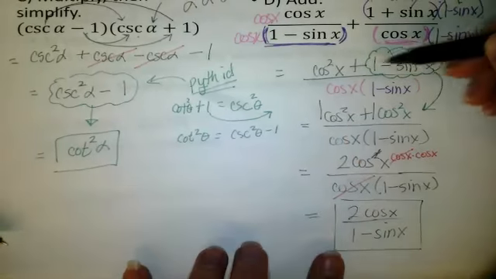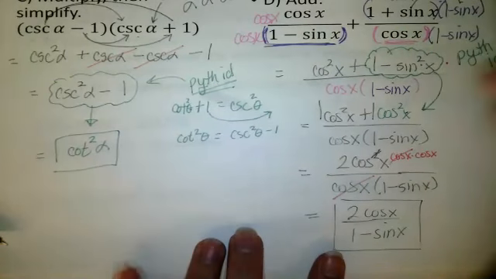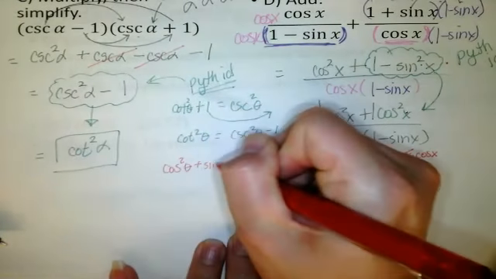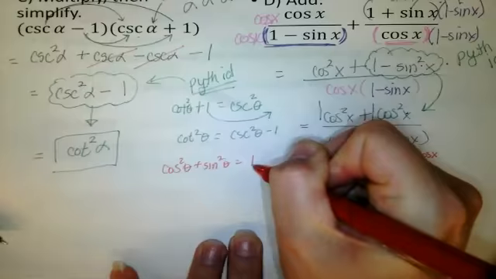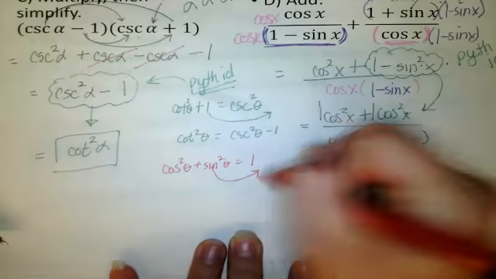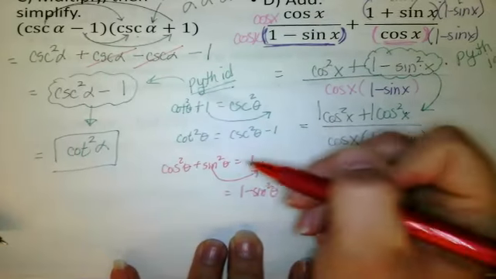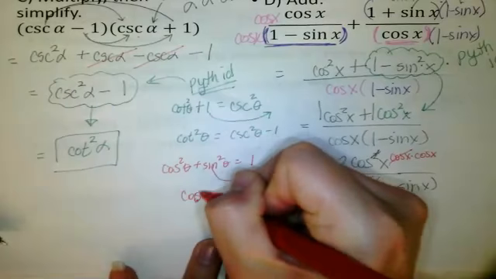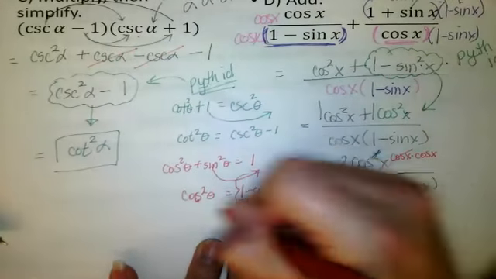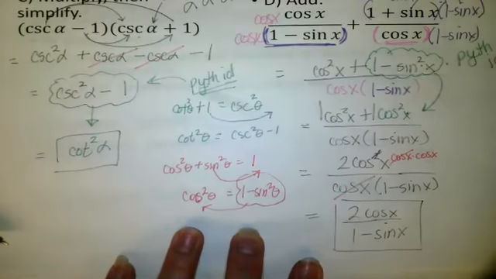I traded the 1 minus sine squared for a cosine squared. Pythagorean identity is cosine squared theta plus sine squared theta equals 1. And I want to rearrange it so it looks like this. 1 minus sine squared means I got to move this guy over. 1 minus sine squared theta is the same as cosine squared theta. So I replaced it. All of this, I traded in for just a cosine squared. Okay, so just trade it out.